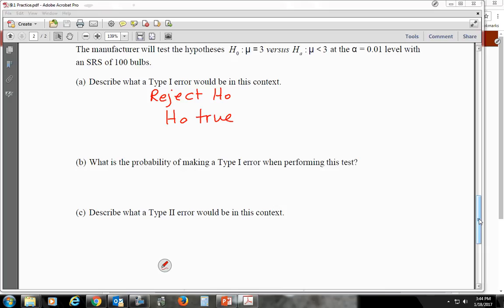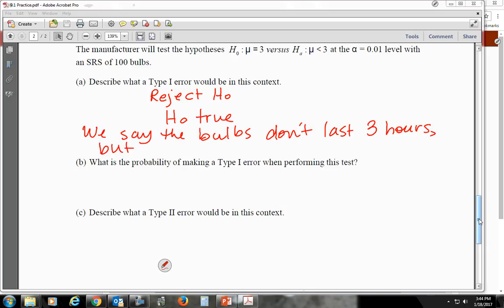We would say, I'm just scribbling on the board now. Okay. We say the bulbs don't last 3 hours, but they really do. I know that's a very simple way of saying it. I'm sure the answer key says something much more, I don't know, higher level, but that'll work for us, okay?